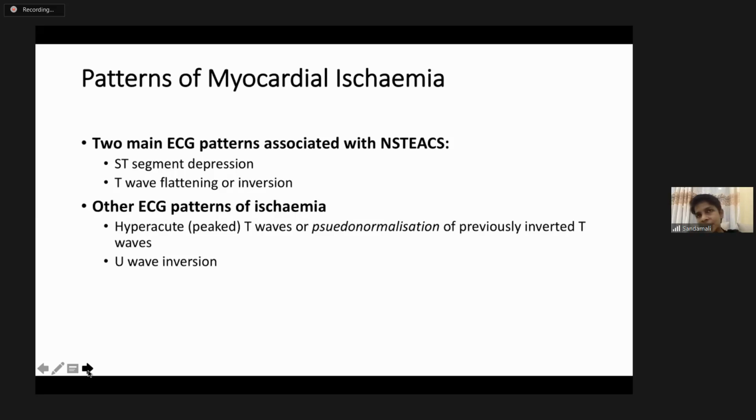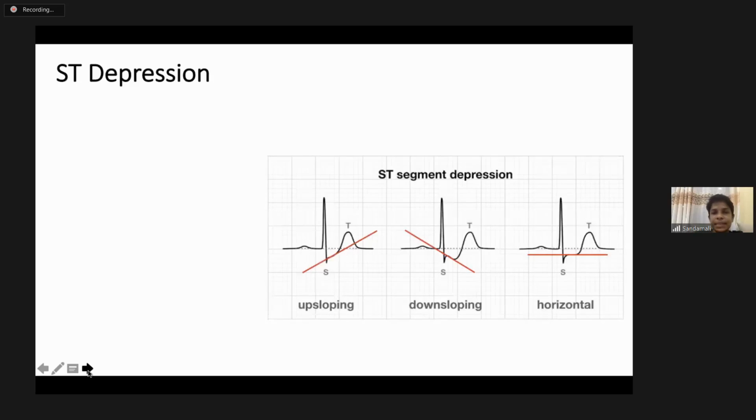That means if the T waves were negative in previous ECGs and, with chest pain, the T waves are upright, then that is called pseudo-normalization, and that is a sign of ischemia. And U wave inversion: U waves are usually upright, so if they are inverted, that is also considered a sign of ischemia. ST depression can be upsloping, downsloping, or horizontal.